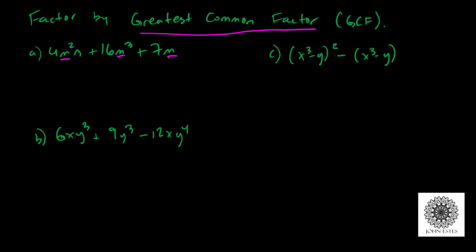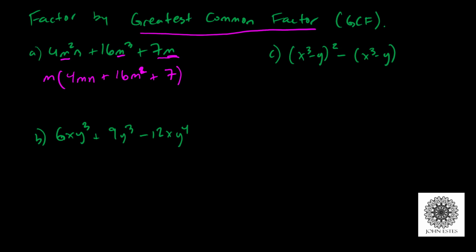I can only take out m to the first power because 7m has m to the first power. All the others have more than that, but the 7m only has 1. So I take out that 1m. When I do that, in my first term I had 2 m's but now I only have 1. The second term, I had 3, but I took 1 out, so I'm left with 2. And lastly, I took all the m's out, so I'm just left with 7 times m to the 0 power, or 1.